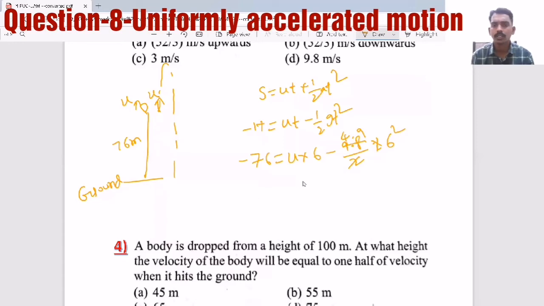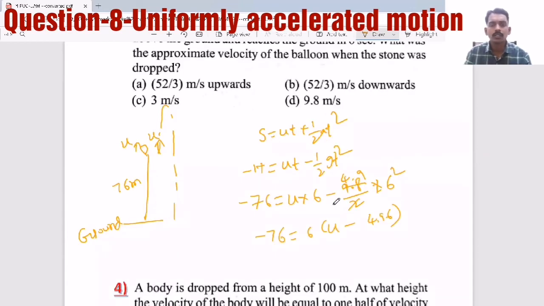No need for a quadratic equation, you can calculate directly. Now, minus 76 equal to 6, you take common, u minus 4.96. Then if you solve this equation, what will you get? The u value, so the approximate velocity. As they are telling approximate 9 point, instead of 9.8 you can take 10 also, so that the calculation will become easy. Depends.